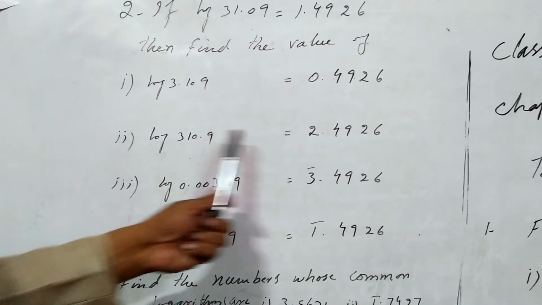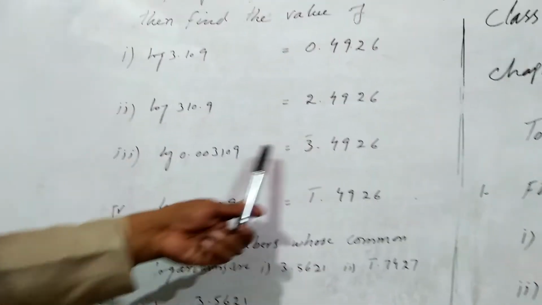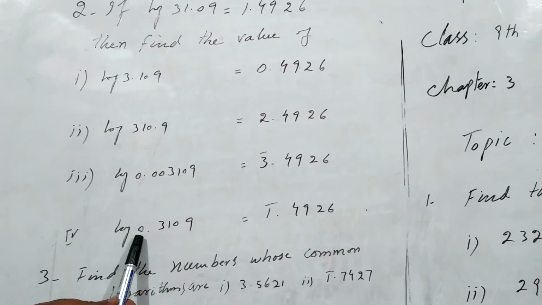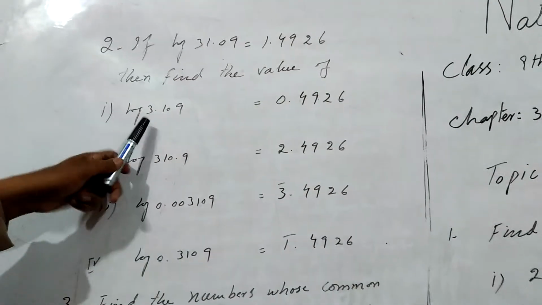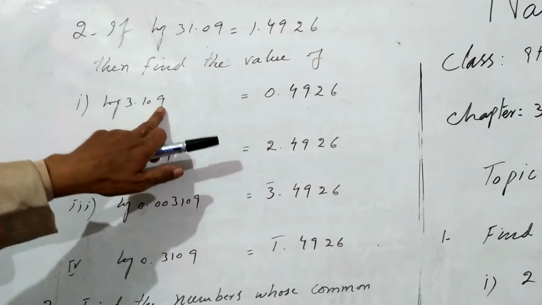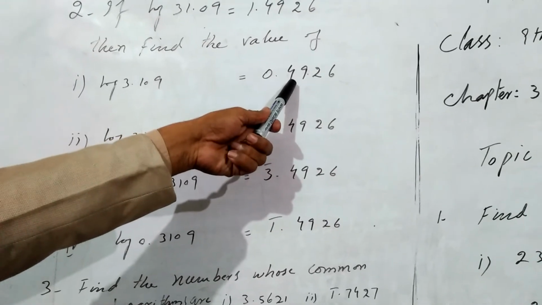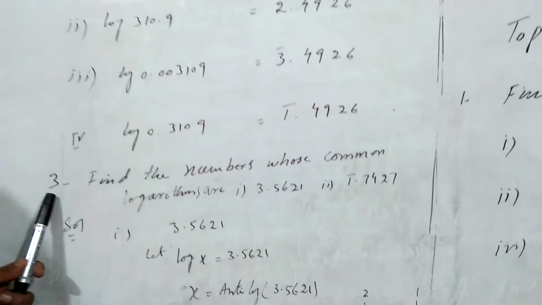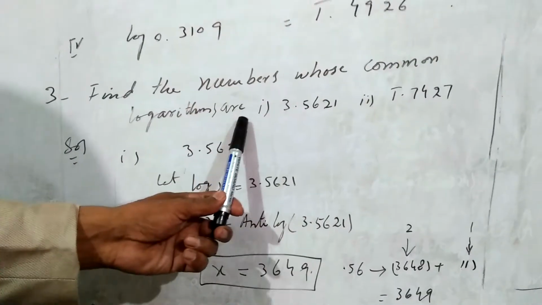Characteristic is 2, so 2.4926. Here characteristic is minus 3, so minus 3.4926. Here characteristic is minus 1, so minus 1.4926. As we have to see in 31 below 0 and below 9, always the mantissa will be 4926.